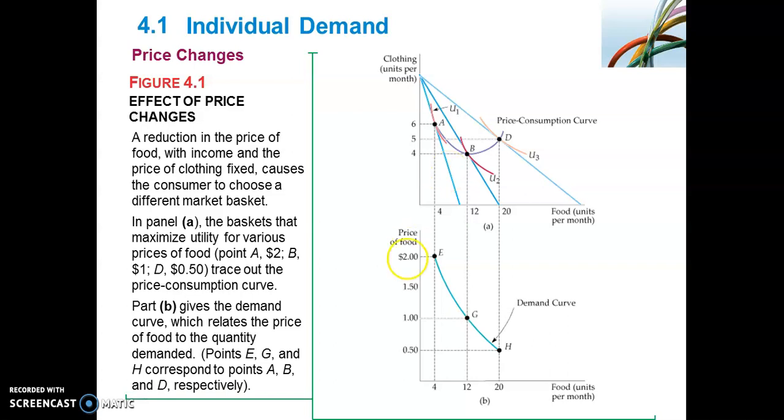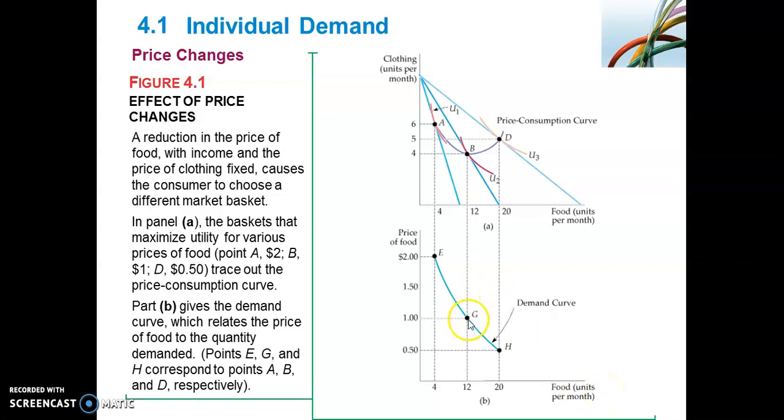Now the figure below, part B of figure 4.1, should look very familiar to you. Here you have a demand curve that has been plotted using the information from this price consumption curve, which we'll talk about in a minute. If you trace down point B all the way down to G, G is the corresponding point to point B. The difference in this figure is that for your demand curve analysis, you've got your price of food on your vertical axis and your quantity demanded of food on your horizontal axis.